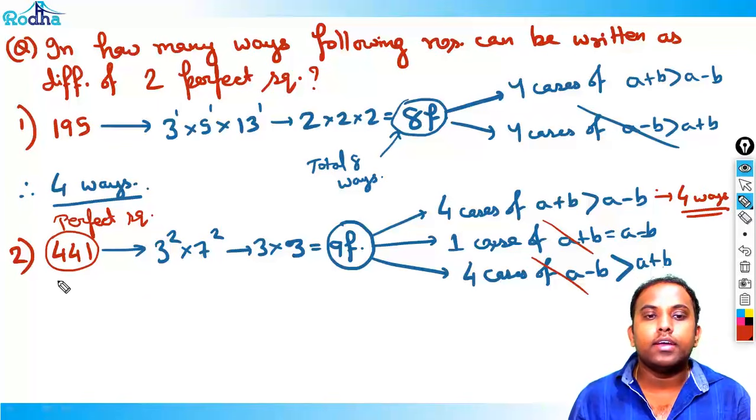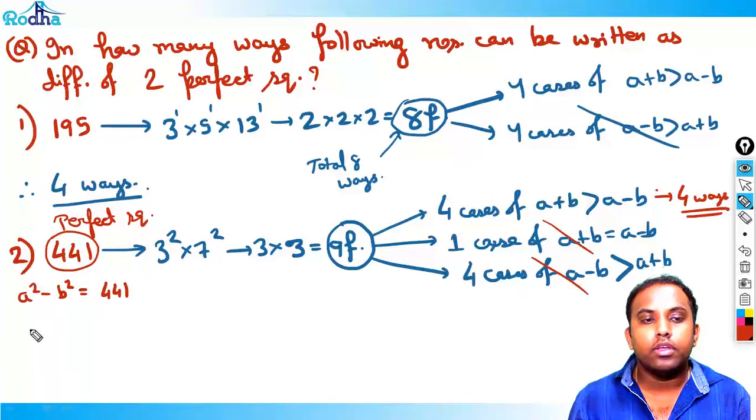Once you write 441 like this, 1 into 441, basically a squared minus b squared is equal to 441. Therefore a minus b into a plus b is equal to 441. How many ways now? 1 into 441. Okay.